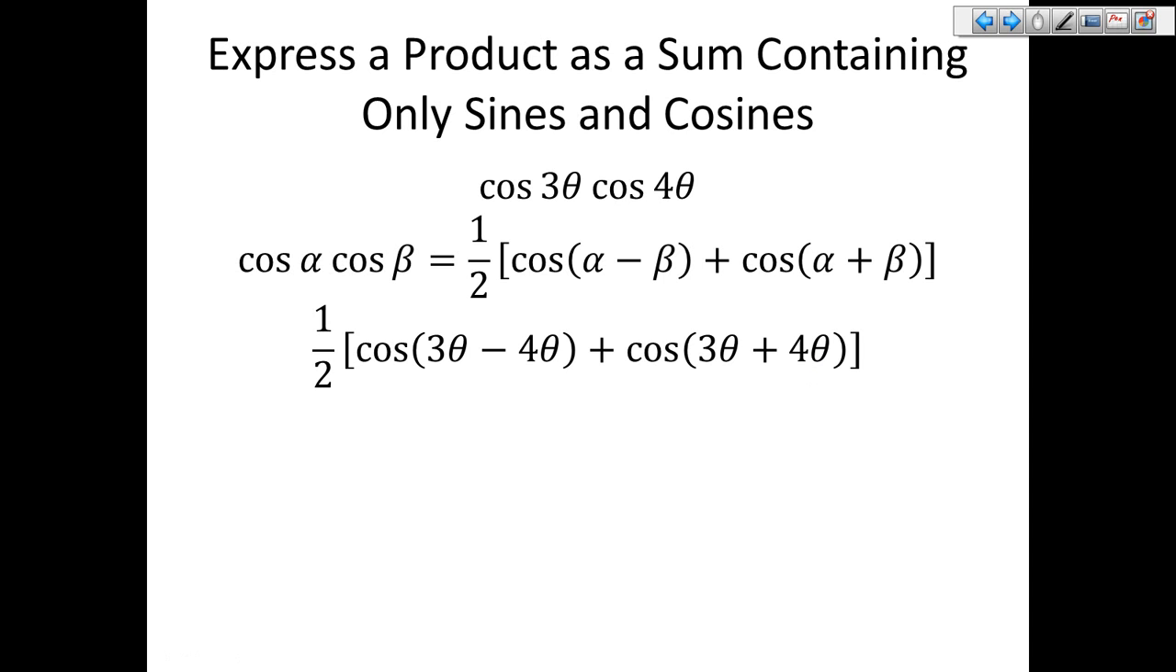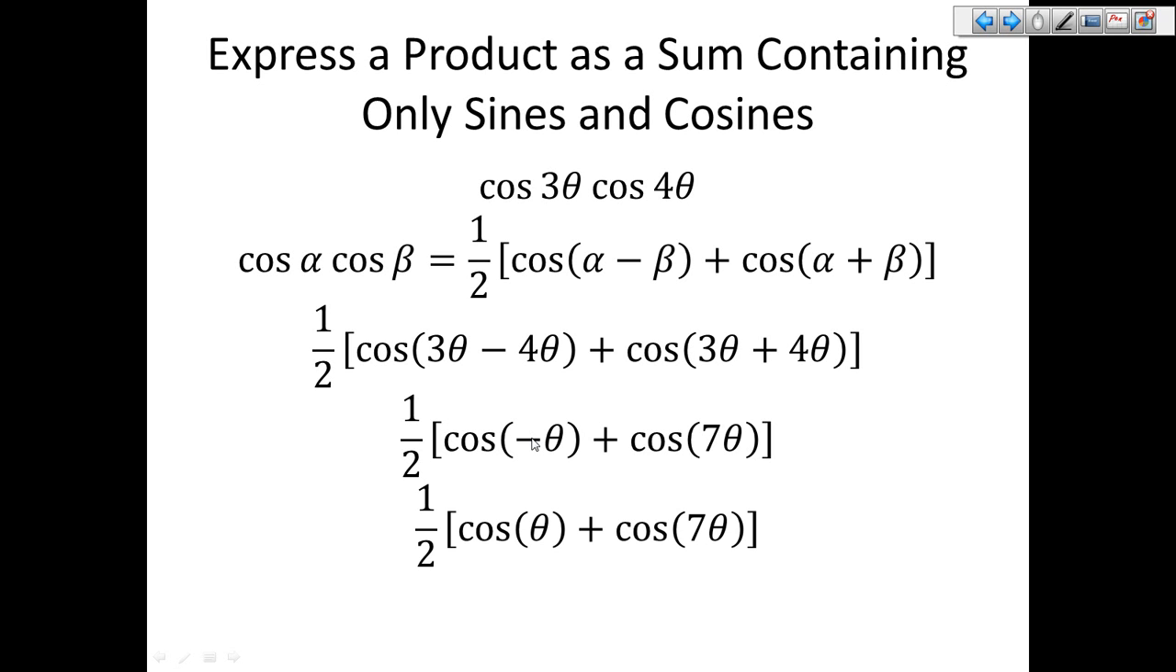I'll go ahead and do some simple simplification, and I get this cosine of a negative theta. Now, cosine is an even function, which means that this negative really isn't doing anything for us. So let's just get rid of it. So here's what they want. It's a sum, see the addition, of only sines and cosines. Actually this one only has cosines, but the instructions will be very generic, only sines and cosines. Alright, so let's move on.